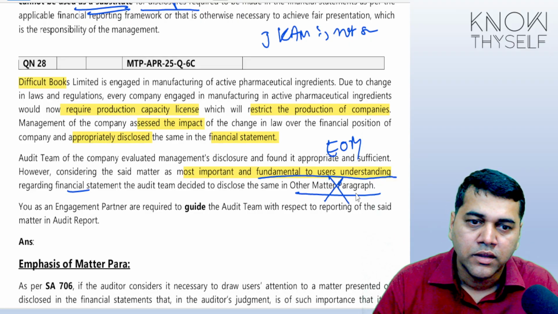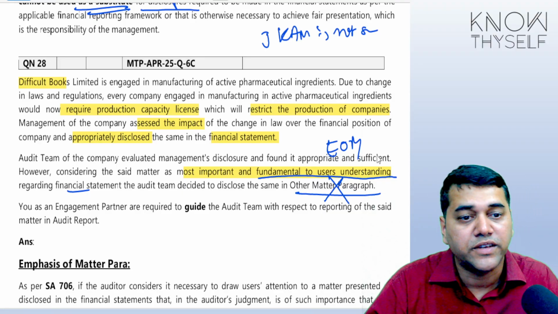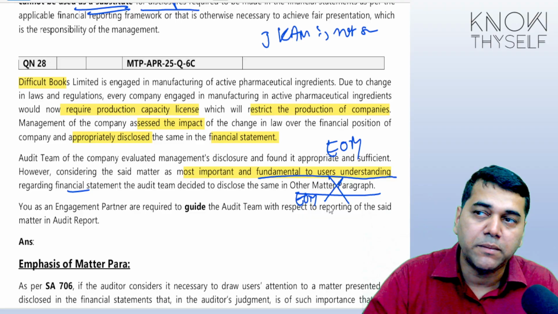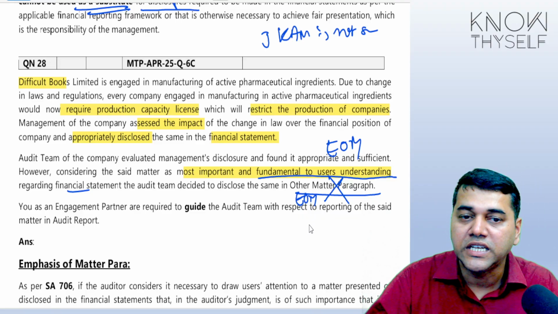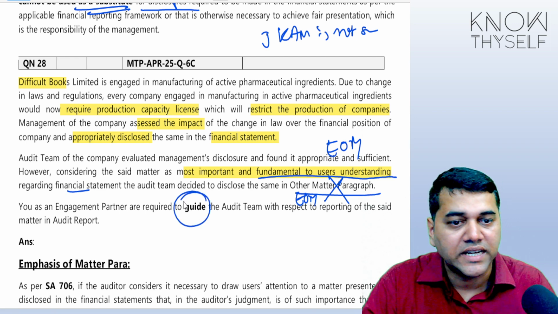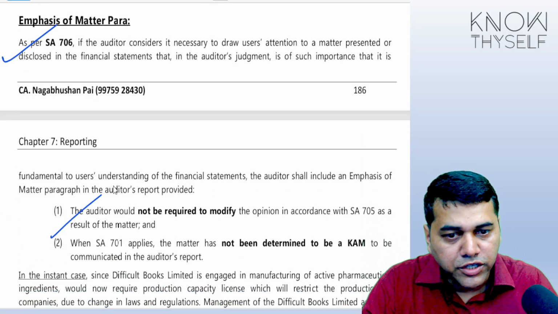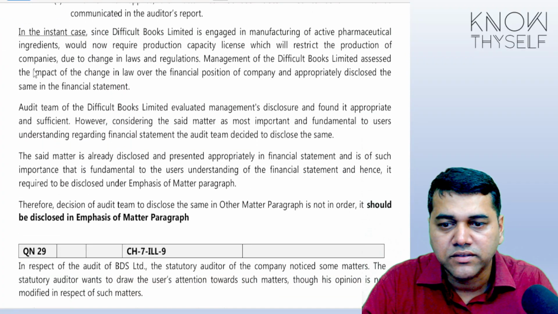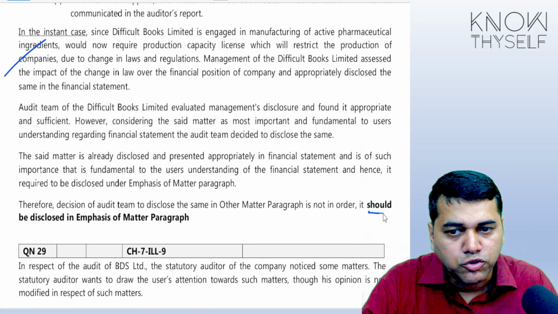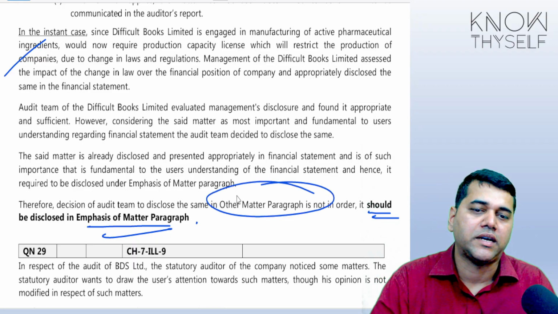Sorry, wrong. Because if it is fundamental to the user's understanding about a matter which has been disclosed in the financial statement, it should not go to other matter, it should go to emphasis of matter. In other matter paragraph, you have to write about auditor's responsibility, auditor's report, or the way the audit has been done. You as an engagement partner guide. So now you first write what is emphasis of matter, when you should give it. Okay, in the given case, what happened? The said matter was already disclosed. That way, it should be disclosed as an emphasis of matter and not as an other matter paragraph.